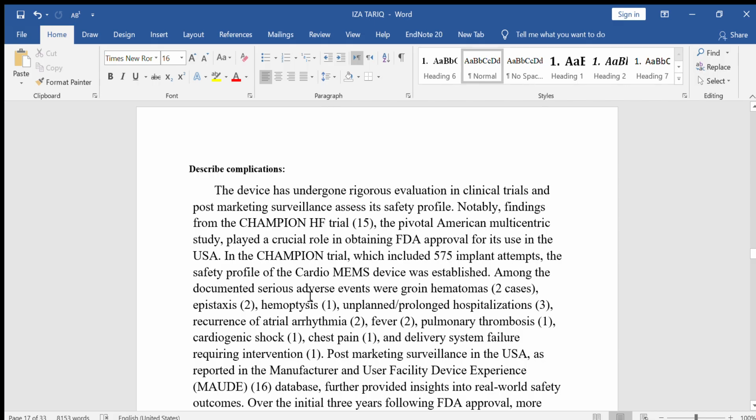Among the device-related or serious adverse events were groin hematomas, epistaxis, hemoptysis, unplanned prolonged hospitalizations, recurrence of atrial arrhythmia, fever, pulmonary thrombosis, cardiogenic shock, chest pain, and delivery system failures requiring interventions. Post-marketing surveillance in the USA, as reported in the Manufacturer and User Facility Device Experience database, further provided insight into real-world safety outcomes over the initial 3 years following Food and Drug Administration approval.